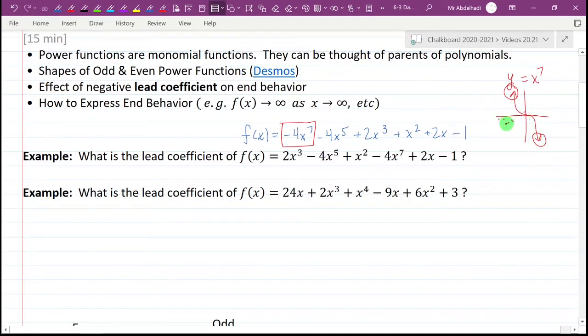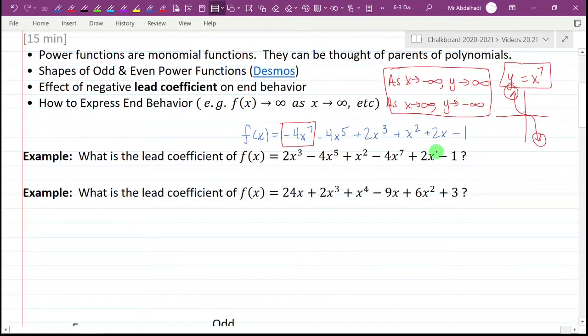So what's the end behavior? The end behavior is as x approaches negative infinity, to the left, y is going up, y approaches infinity. And you need to write this twice. On the right side, as x approaches positive infinity, meaning going to the right, y is going down. So y is approaching negative infinity. There's your end behavior. There's the degree of the function.